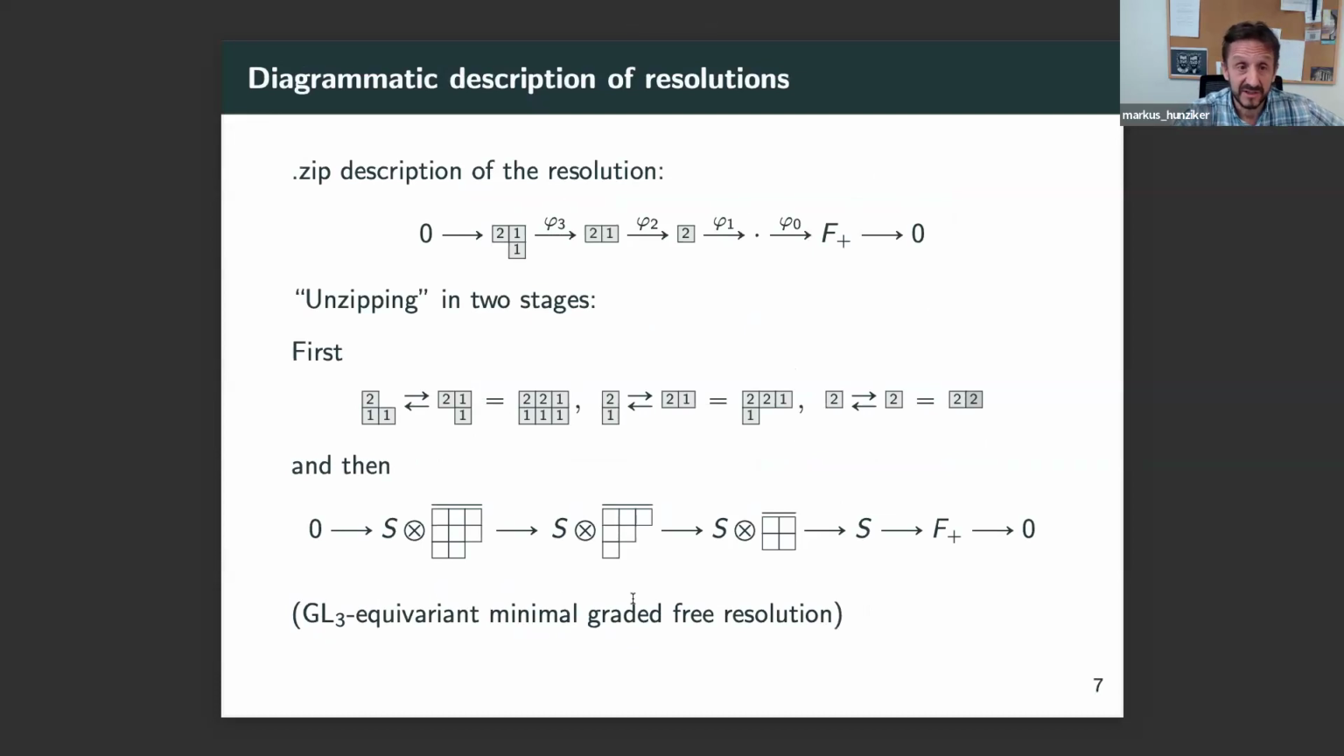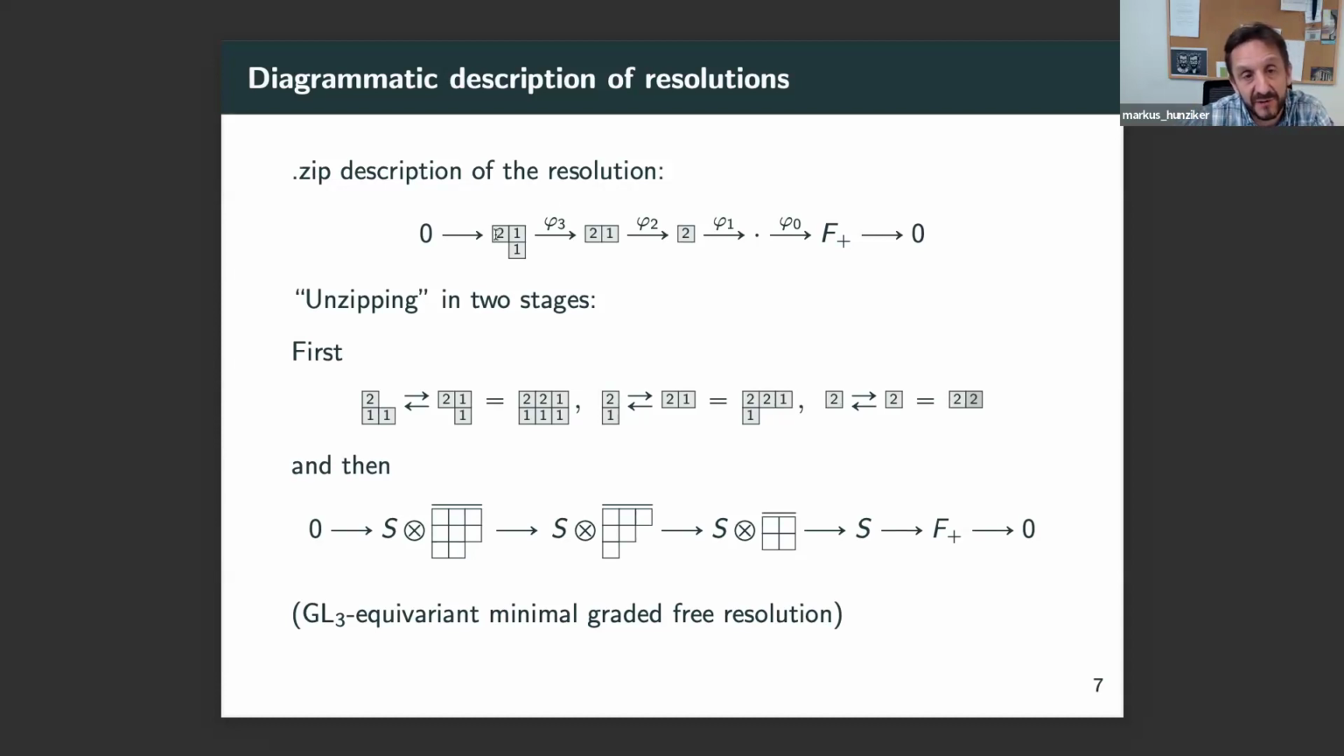So one of the big goals of this talk is to explain to you how we can get these kinds of resolutions in a systematic way. And I will explain what all these diagrams mean. This is sort of in the second half of the talk. So I will have a diagrammatic description of my minimal free resolutions. I call them .zip descriptions because they are sort of compressed versions of something more complicated.